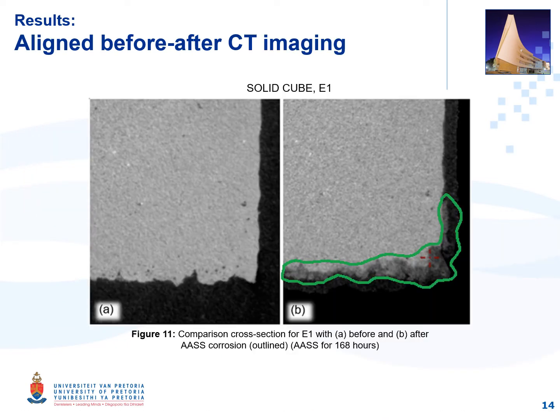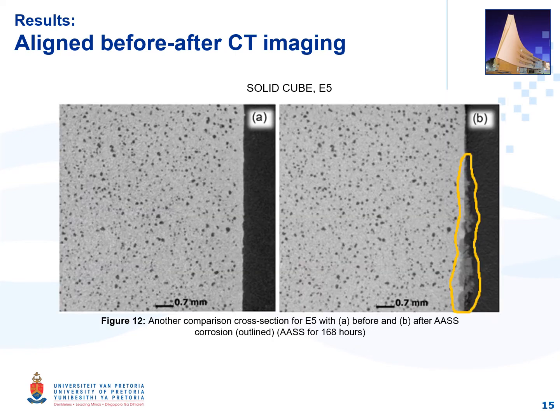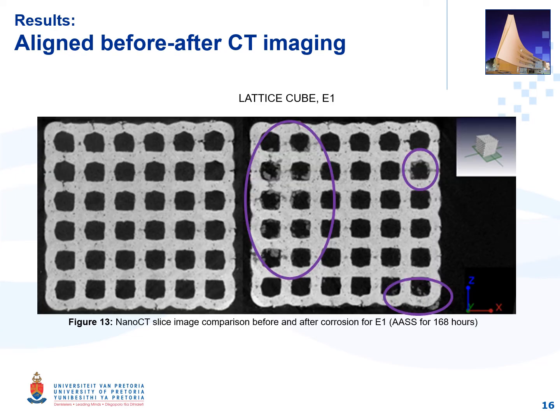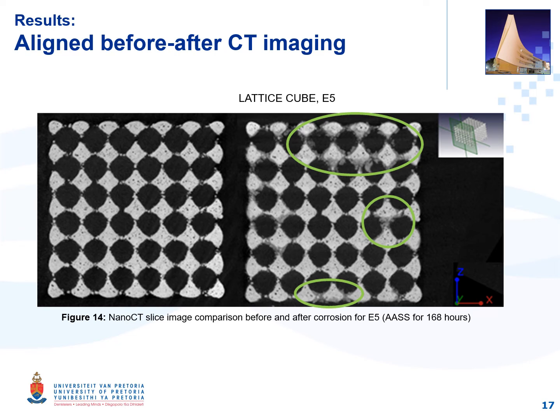The aligned CT images for before and after corrosion clearly show the corrosion product that formed. Here it is shown for the lowest laser power solid cube, and here for the highest laser power solid cube. It is also clearly seen in slice images for the lattice cubes at the lowest laser power and the highest laser power. As these are single slice images, they are not representative of the amount of corrosion experienced over the whole sample, and no comparison can be drawn between the corrosion at different laser powers.